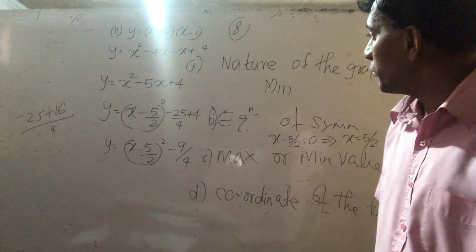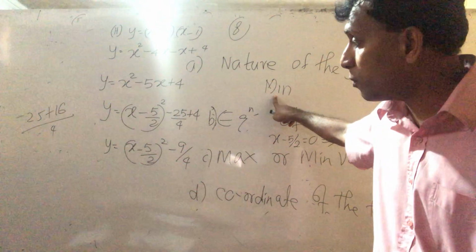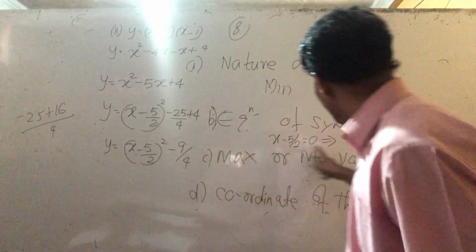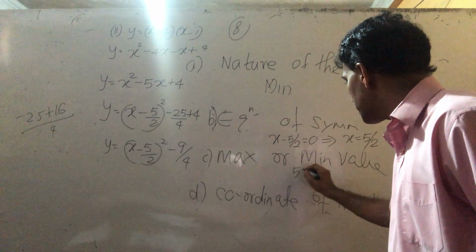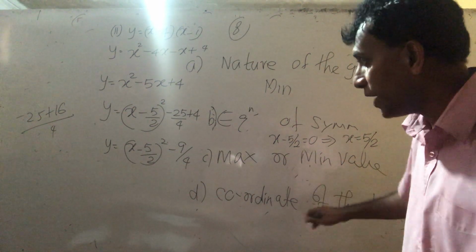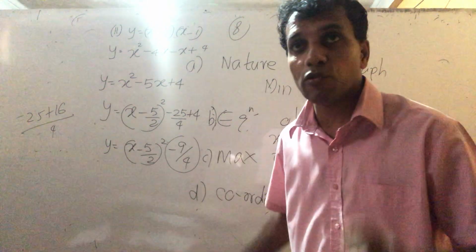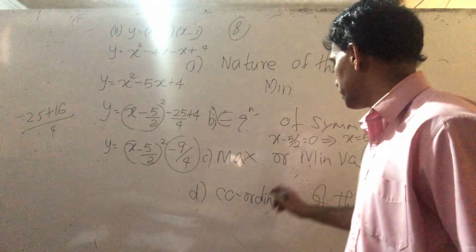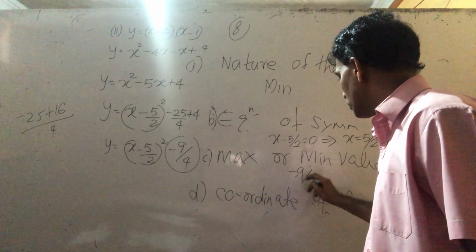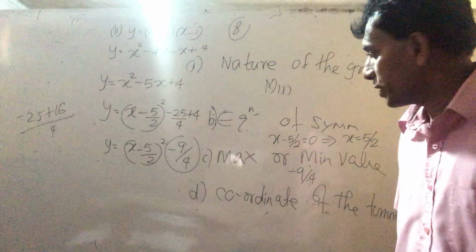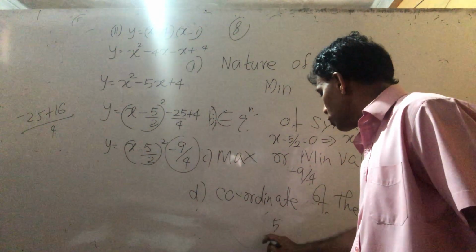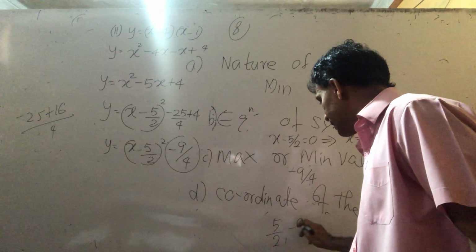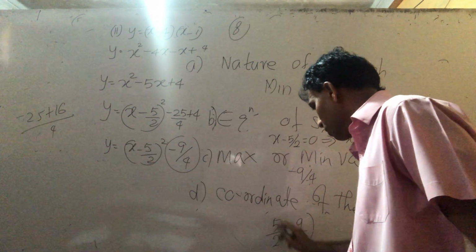Maximum or minimum? We said minimum. So what is the minimum value? The symmetric equation gives the x coordinate. The minimum value is minus 9 over 4. Okay, minus 9 over 4. So what is the coordinate? 5 over 2 comma minus 9 over 4.